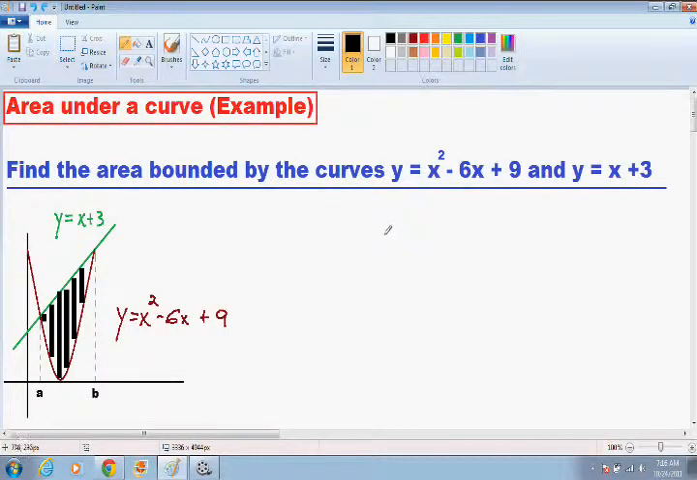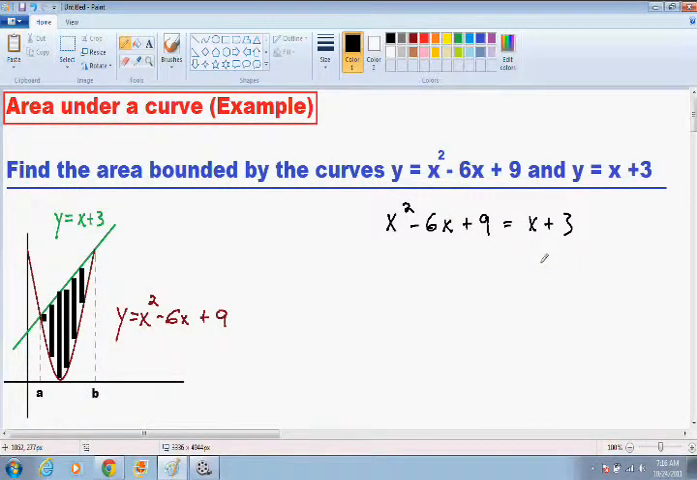So our first curve is x squared minus 6x plus 9. And we need to set that equal to our second curve. So it's equal to x plus 3. And if you solve this equation for x, we find our two x values where these two curves intersect.